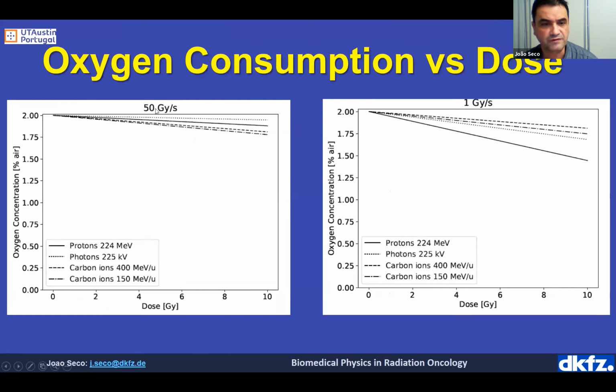And so then we decided to compare 50 gray per second, the amount of oxygen that was left. And we saw that it was much more when you compare that to 1 gray per second, the so-called standard clinic. So you see that for all ions only a small fraction of oxygen is removed, from 2% to 1.7, 1.8. While here you have a much higher removal at your standard dose rate. So oxygen is not being depleted, and in fact, less oxygen is consumed at the high dose rate. So a bit in contradiction to the oxygen depletion.